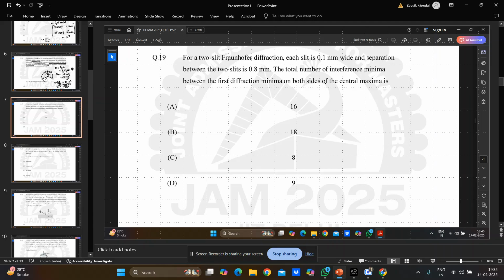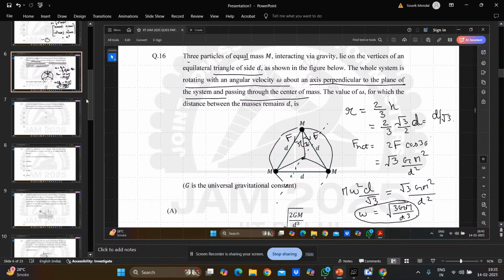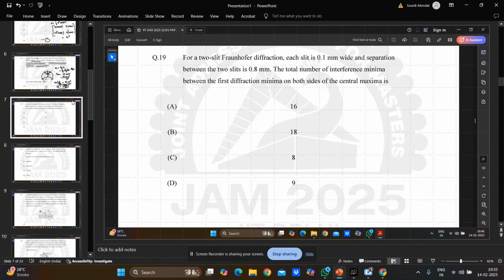Now let's move to next. Okay, I forgot 17, 18, but it will be in the last of the paper. So I will do it.